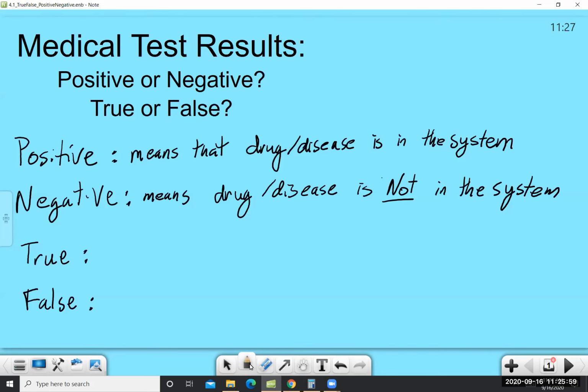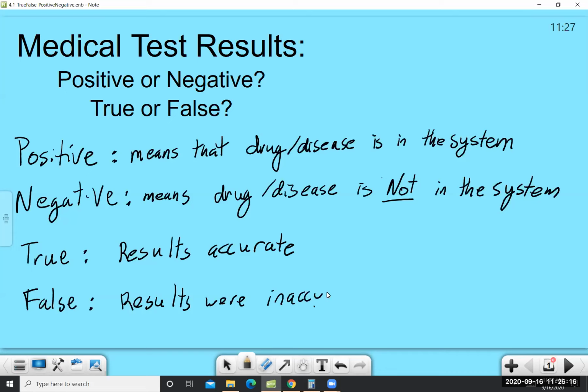And then for true or false, true just means that the results, whether the results were positive or negative, were accurate, and false means that the results were inaccurate. So we usually don't know for sure whether the results of a test are accurate or inaccurate. So that is unfortunately a drawback here, but those are the concepts. Positive means that a drug or disease is in the system, and negative means that the drug or disease is not in the system according to the test. True results are accurate results. False results are inaccurate results.